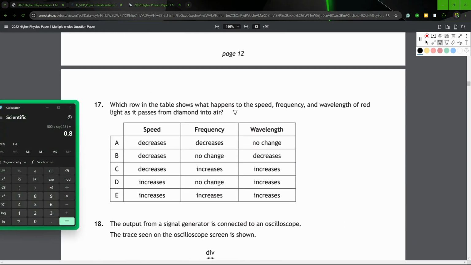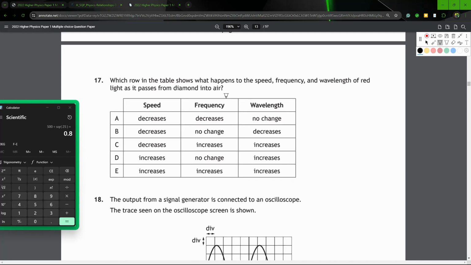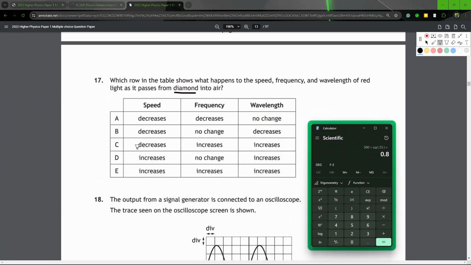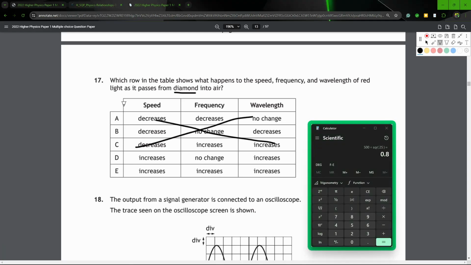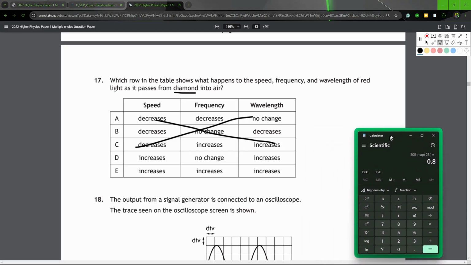Moving on to 17. Which row in the table shows what happens to the speed, frequency, and wavelength of red light as it passes from diamond into air? Okay, so diamond is a more optically dense medium than air, so speed should increase. Okay, so, well, look at that. We've just got rid of over half our responses. Now, what else would change?